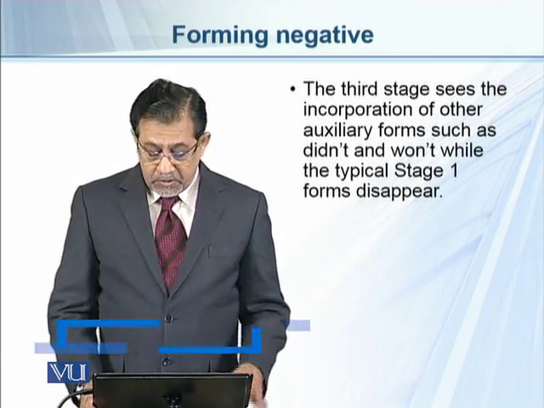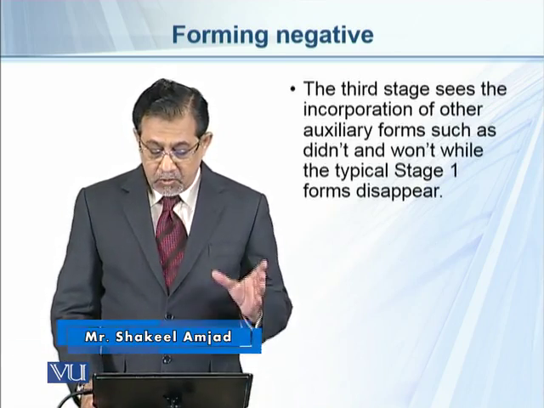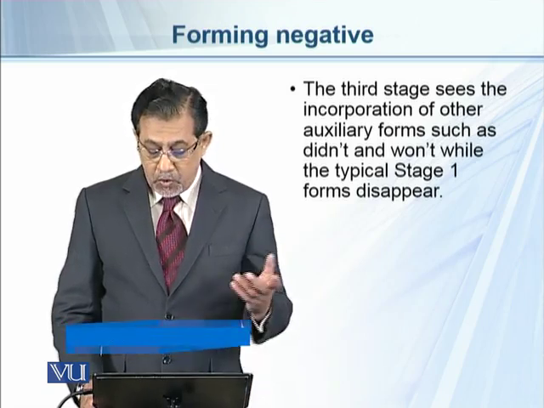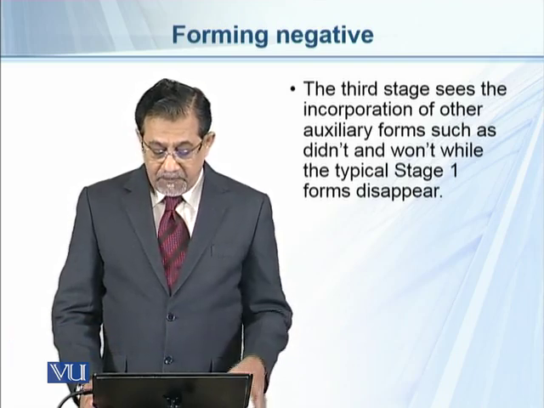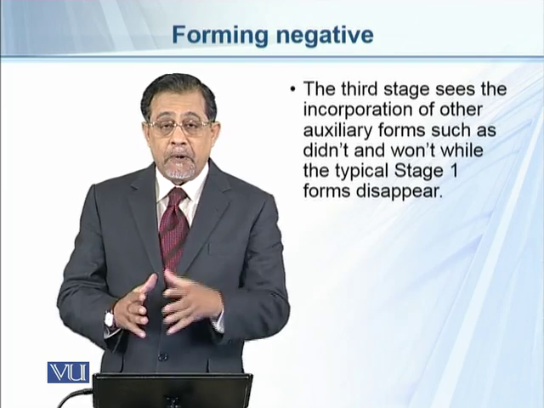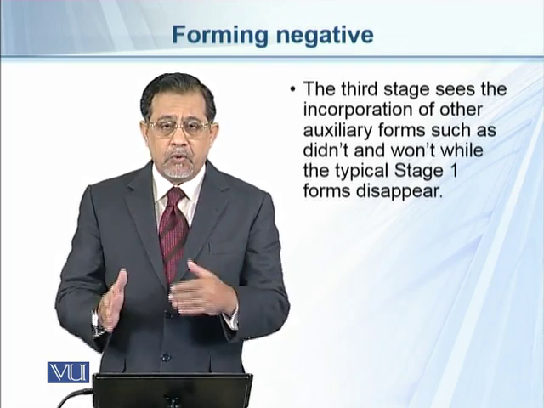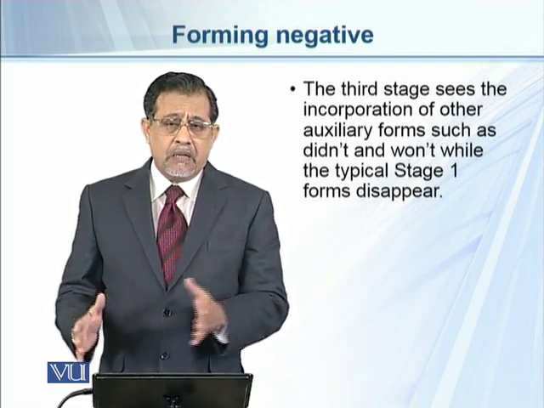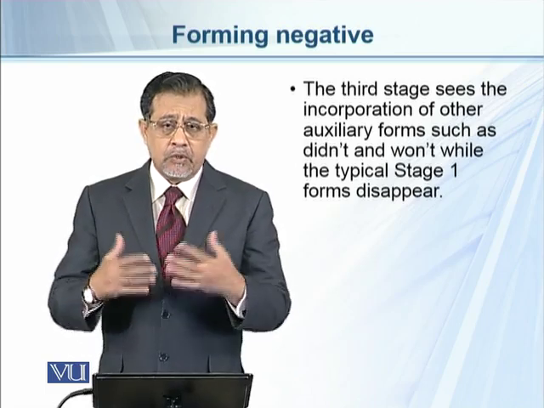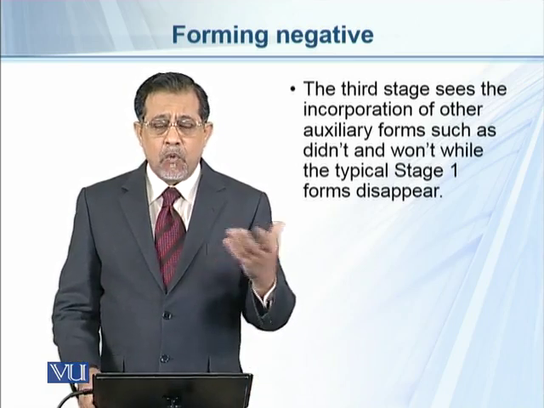Now we come to the third stage of the child's development of the negative. The third stage sees the incorporation of other auxiliary forms such as didn't and won't, while the typical stage-one forms disappear. The typical first-stage form is one in which the child simply puts no or not before the verb or before the expression. Now the child has learned to use typical negative forms, can't, won't, etc.